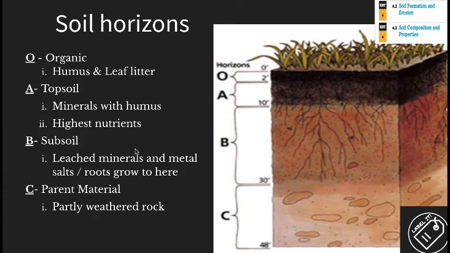This is where the leached metal ions, salts, minerals, roots grow down into this layer. We start to see a higher concentration of clay soils in that material. And then finally, C horizon is the parent material, the partially weathered rock that's set up there.